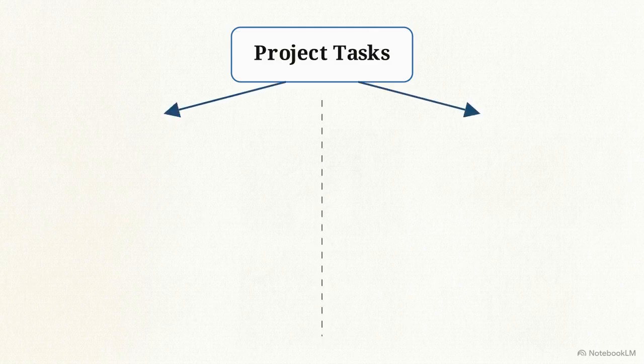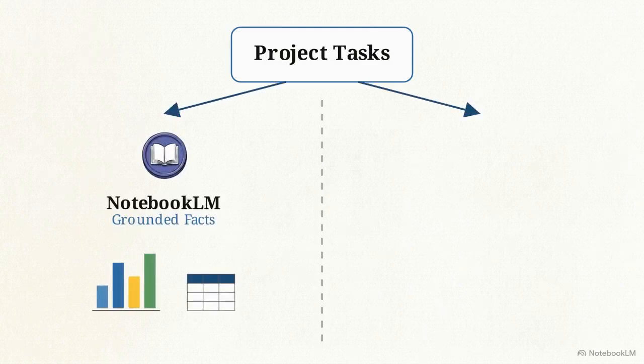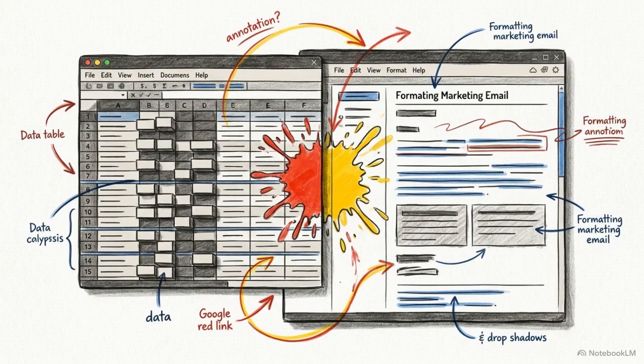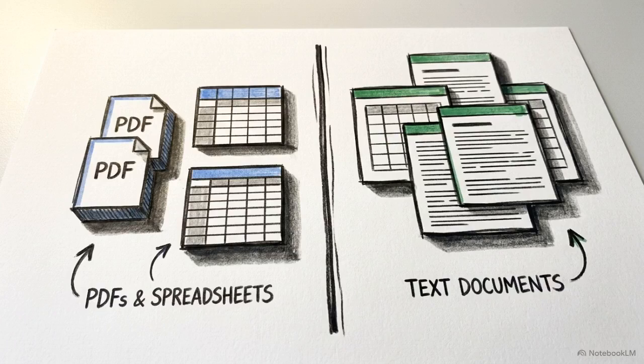To do this, we need to divide the labor between two specific tools. We will use Notebook LM strictly to find grounded facts, and we will use Gemini strictly to draft the creative content. Deep research is usually slow, because accuracy and creativity fight for your attention. Separating these tasks allows you to gather precise data without the risk of the AI hallucinating facts.